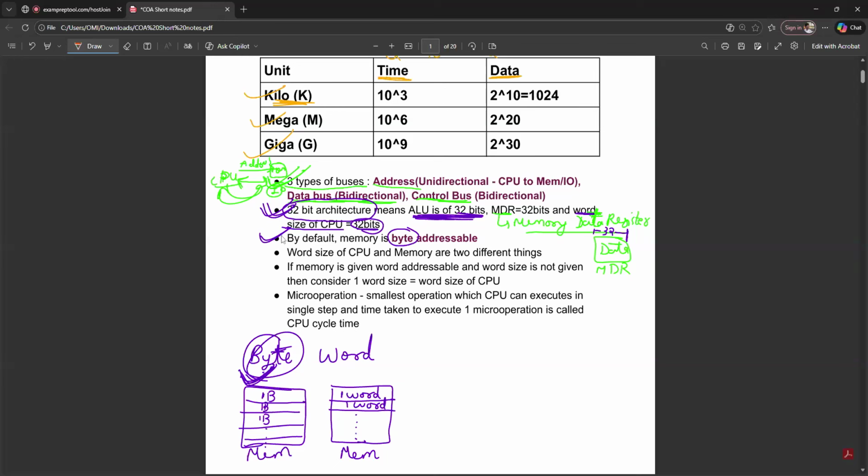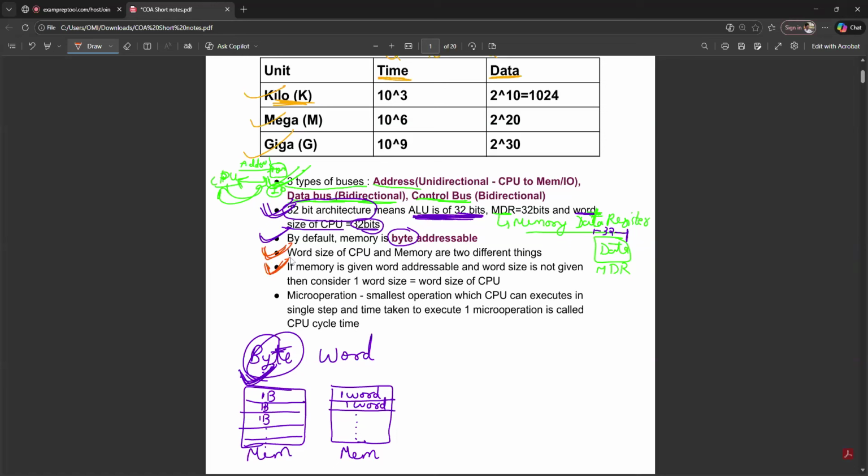Okay, so now coming to the next point: word size of CPU and memory are two different things. Remember this point that CPU and memory both have different word sizes. Memory you know this one, and CPU you know. See here I have told that word size of CPU is equal to 32 bits.